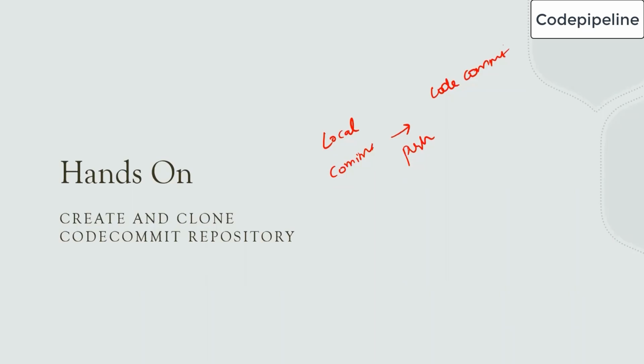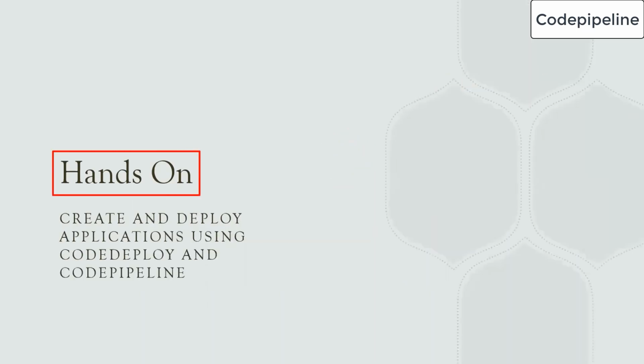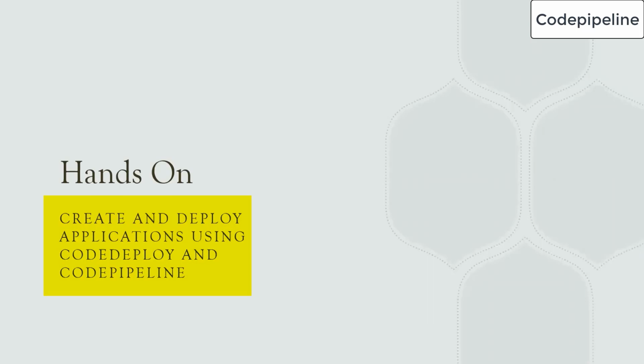Once this hands-on is completed, we will move on to the next hands-on, where we'll be creating and deploying the application using code deploy and code pipeline. Here in this scenario, we are going to have a sample application. We are going to store it in an S3 bucket, and I'll show you how you can configure this S3 bucket to use it for tracking those changes. And once we have the application in our S3 bucket, next we are going to create a pipeline which tracks the changes and deploys them to our AWS EC2 instances.